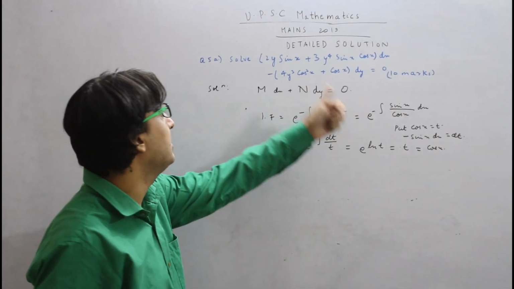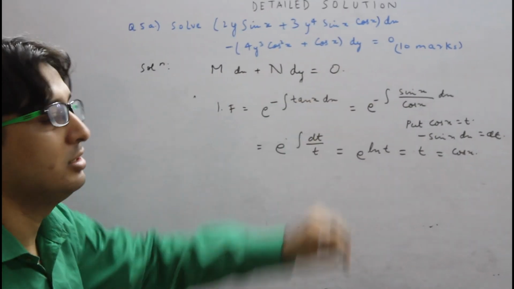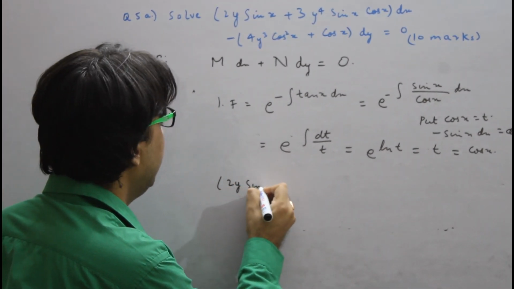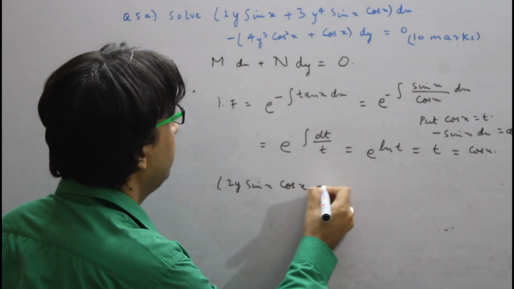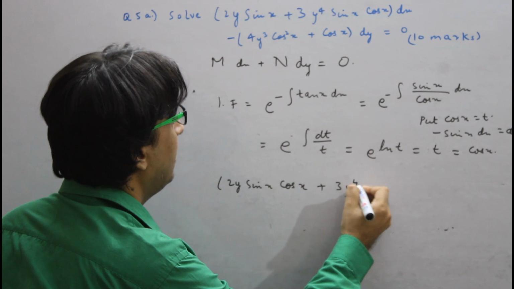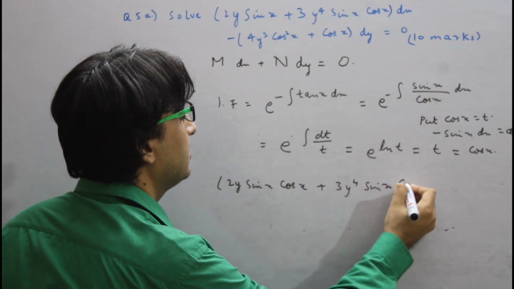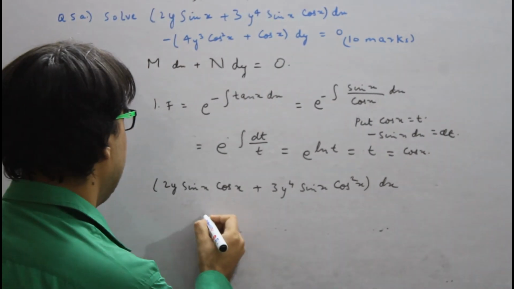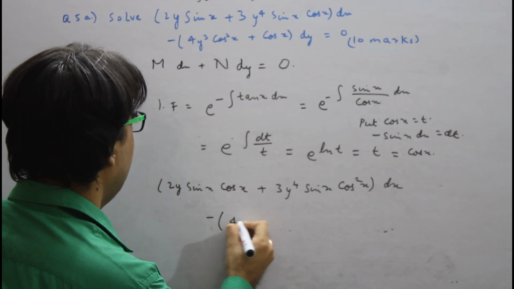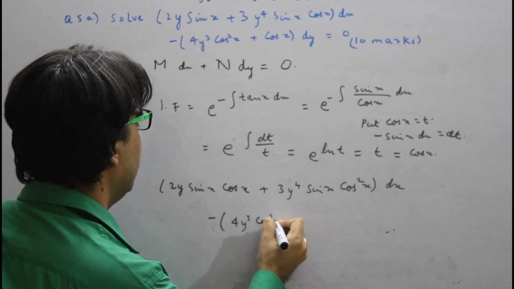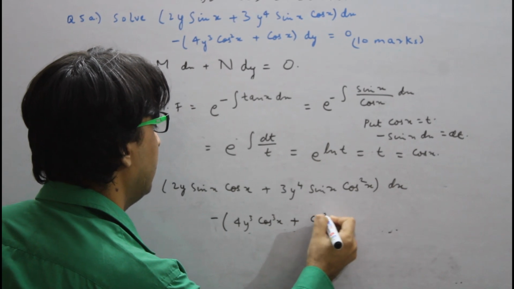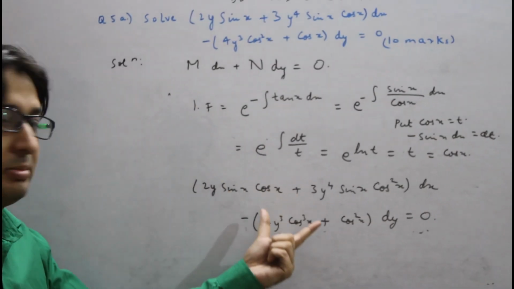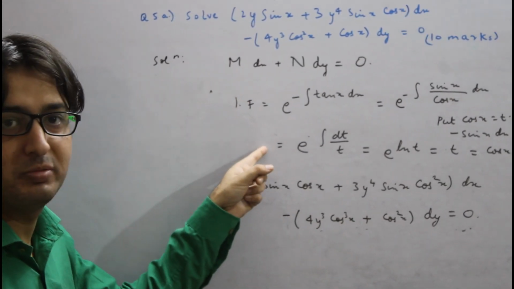What we will do, we have to multiply the integrating factor throughout in this equation. When we do so, this becomes (2y sin x cos x + 3y^4 sin x cos^2 x) dx minus (4y^3 cos^3 x + cos^2 x) dy equals 0. Now this has become exact by virtue of this integrating factor.